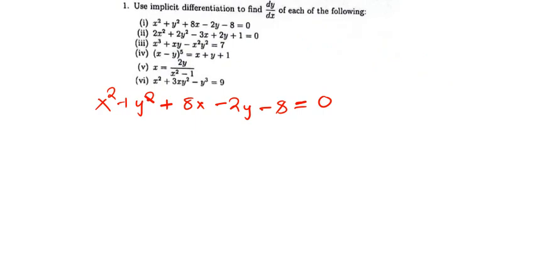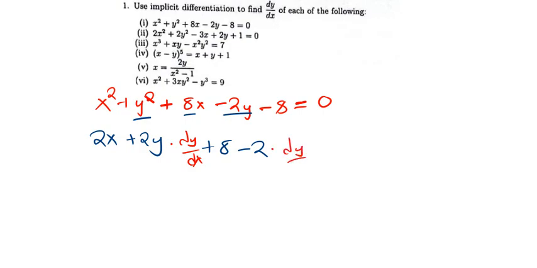So the derivative of x squared is 2x. Derivative of y squared is going to be plus 2y. Now I said you're supposed to add dy dx when you differentiate y. Now look at the derivative of 8x. That's just going to be 8. Derivative of negative 2y is going to be minus 2. Now since we differentiated y, don't forget to add dy dx. Derivative of a constant minus 8 just gives us a 0. Equal to 0.